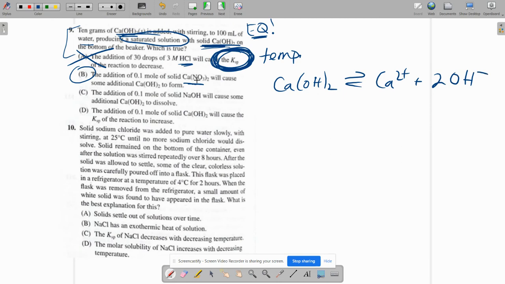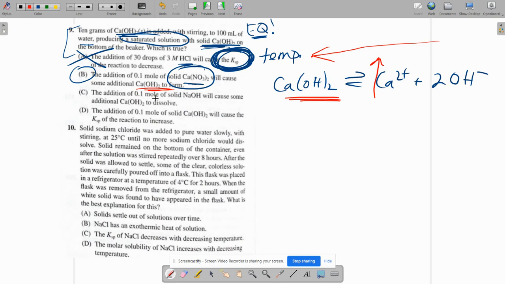Okay, and I would say this is your classic common ion effect. So you're basically adding some calcium ions, so that's going to cause the equilibrium to shift this way. So yes, it will cause you to generate some more precipitate. So B is true. Just for the fun of it, let's look at the other ones too.